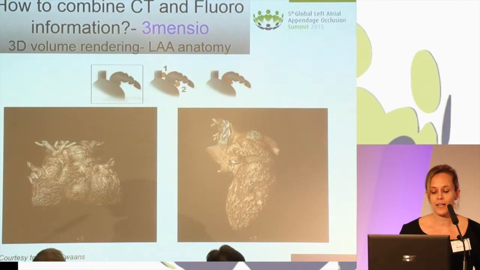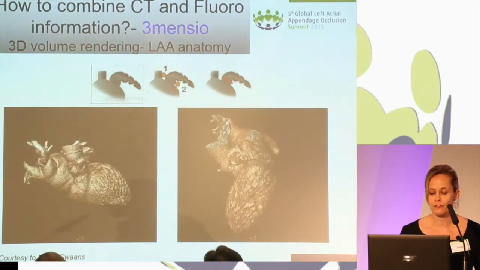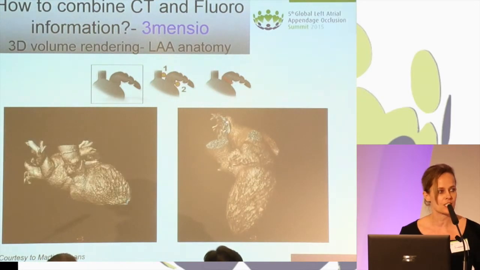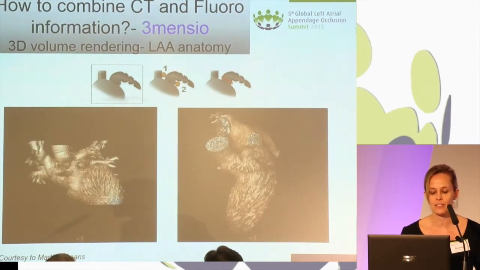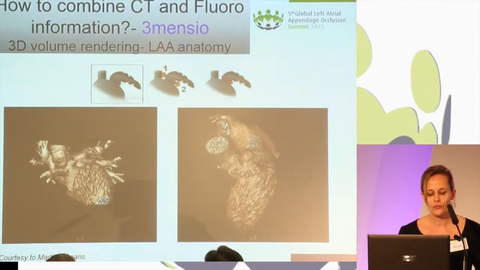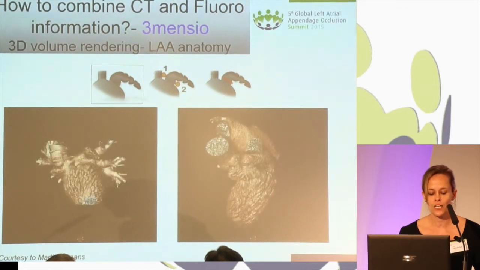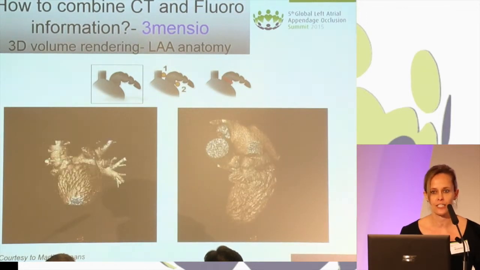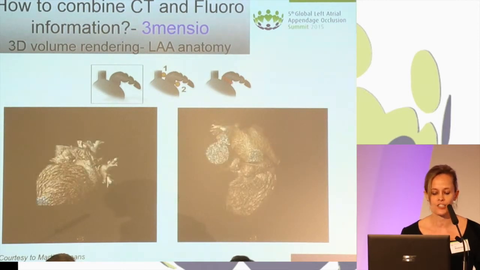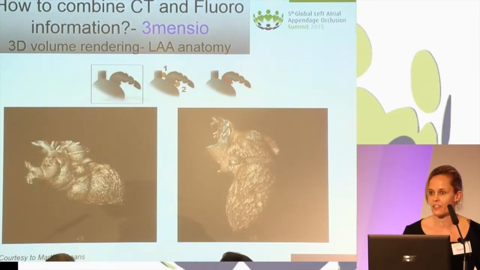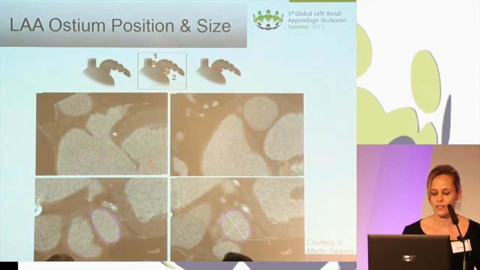So how do we now combine CT and fluoroscopy information? It's just one example, there are several coming, but this is one example. This is a 3mensio software. First of all, what you get is a 3D volume rendering, and you can assess the left atrial anatomy from the outside. For example, in this case, you see a nice chicken wing formation, so you get very nice information on how your left atrial appendage is configured.